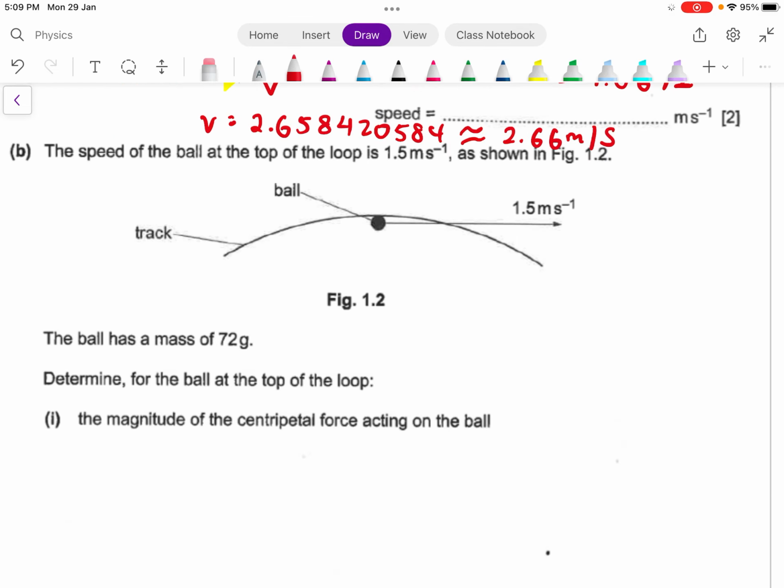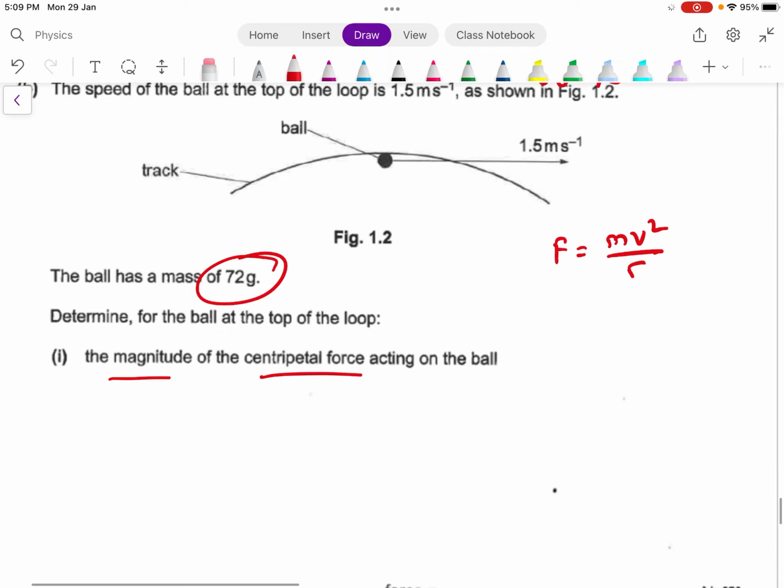So part B, the speed of the ball at the top is about 1.5 meter per second as shown in the diagram. So we have a ball that has a mass of 72 grams. So we are asked to determine the magnitude of the centripetal force acting on the ball. So the formula will be F equal to mv square over r. Or you can use m r omega square, but we are given the speed and the mass, so I simply use mv square over r.